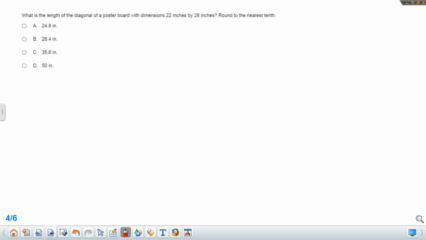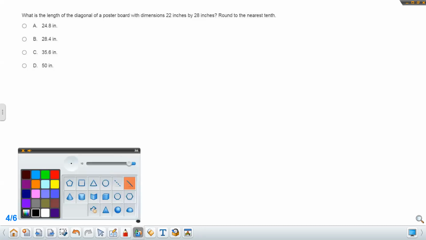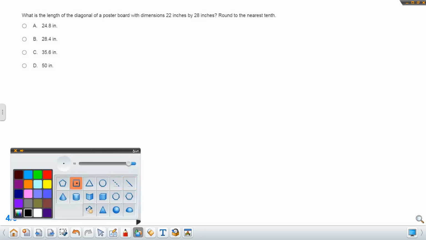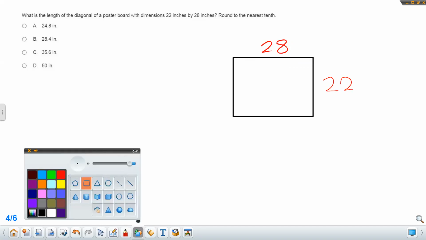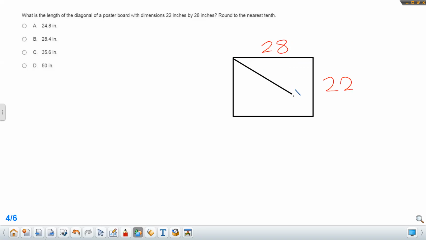Okay? Next. Number 3. What's the length of the diagonal of a poster board with dimensions 22 inches by 28 inches? Okay, first, imagine with me. Here you have a poster like this. Its dimensions are 28 and 22. So this shape is like a rectangle. How to find the length of the diagonal? What's the diagonal? The diagonal is a line segment joining two non-adjacent vertices. Okay, how to find this one?